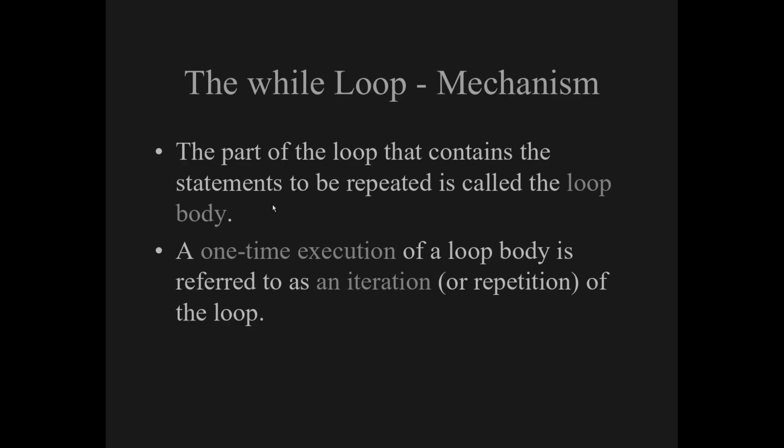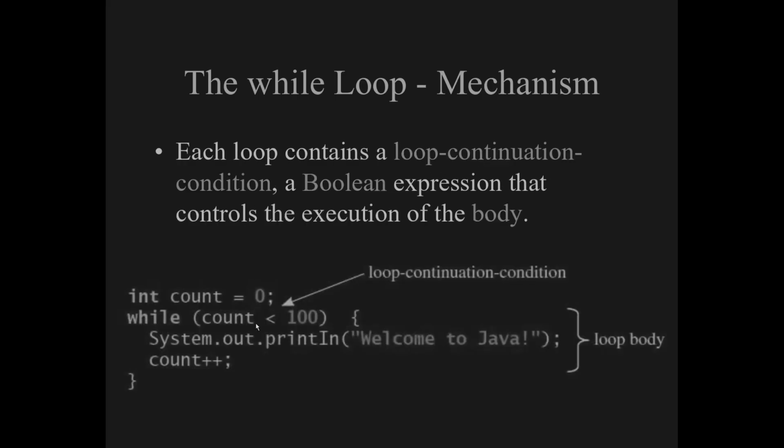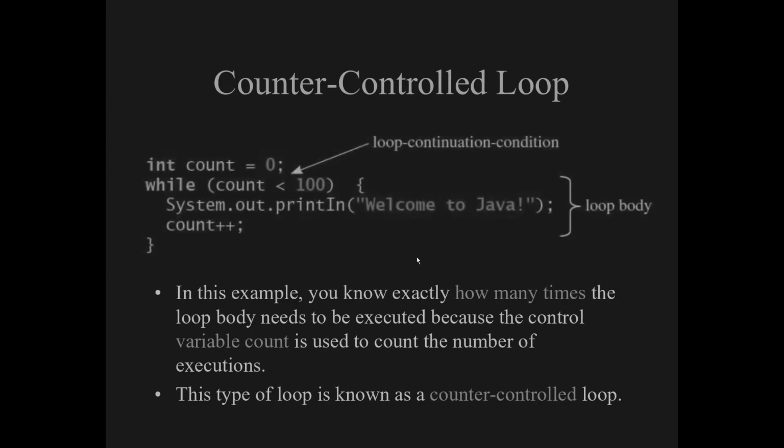Part of the loop that contains the statements is called the loop body. One-time execution is referred to as an iteration or repetition. Okay, we don't need to see all that. Counter controlled loop. Now, sometimes you want to use a while loop to loop a specific number of times, let's say 100, in which case you declare something like a counter, initialize it to whatever you want, and increment it every time the loop executes until the condition is met.